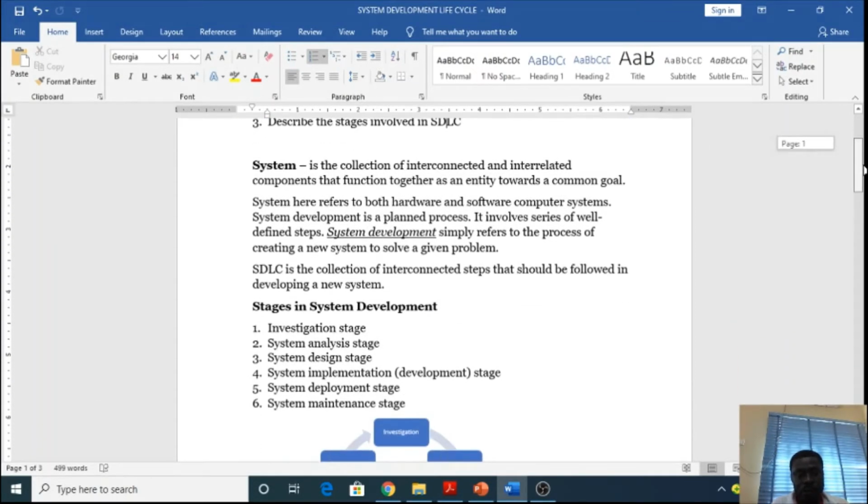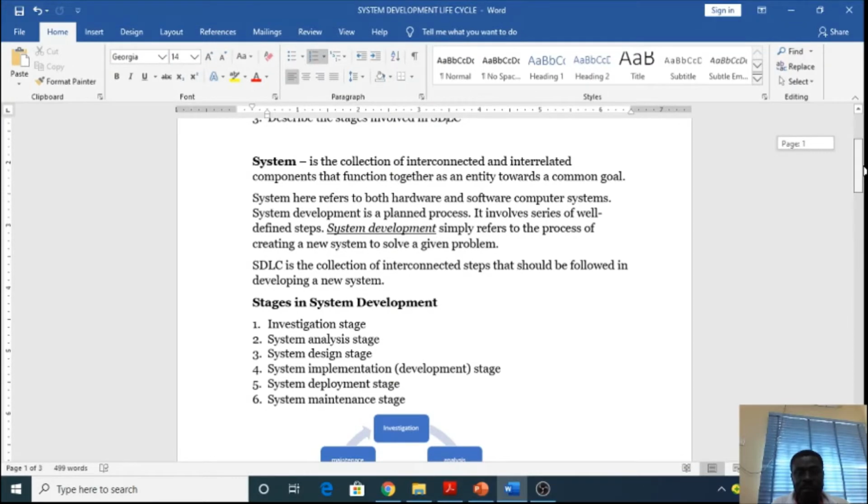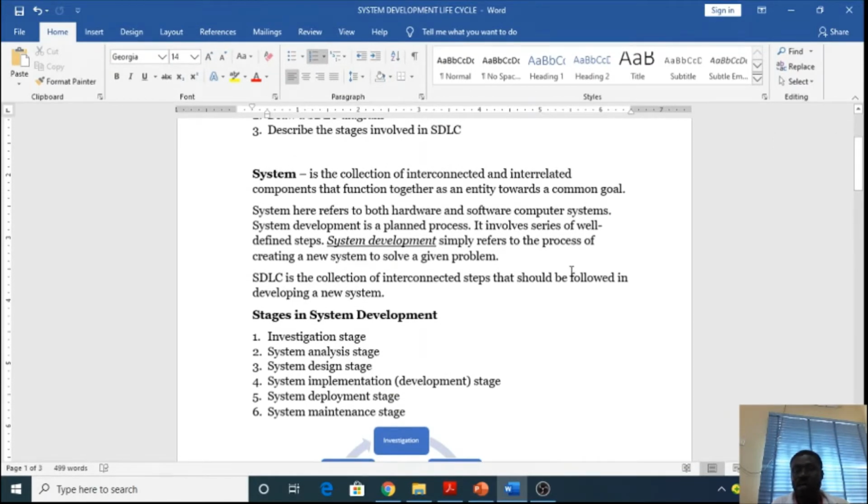Moving forward. System here refers to a collection of interconnected and interrelated components, they must be connected and interrelated in nature, that function together as an entity towards a common goal. You have different components, different parts, subsystems working together to achieve a common goal. That is what we call a system.